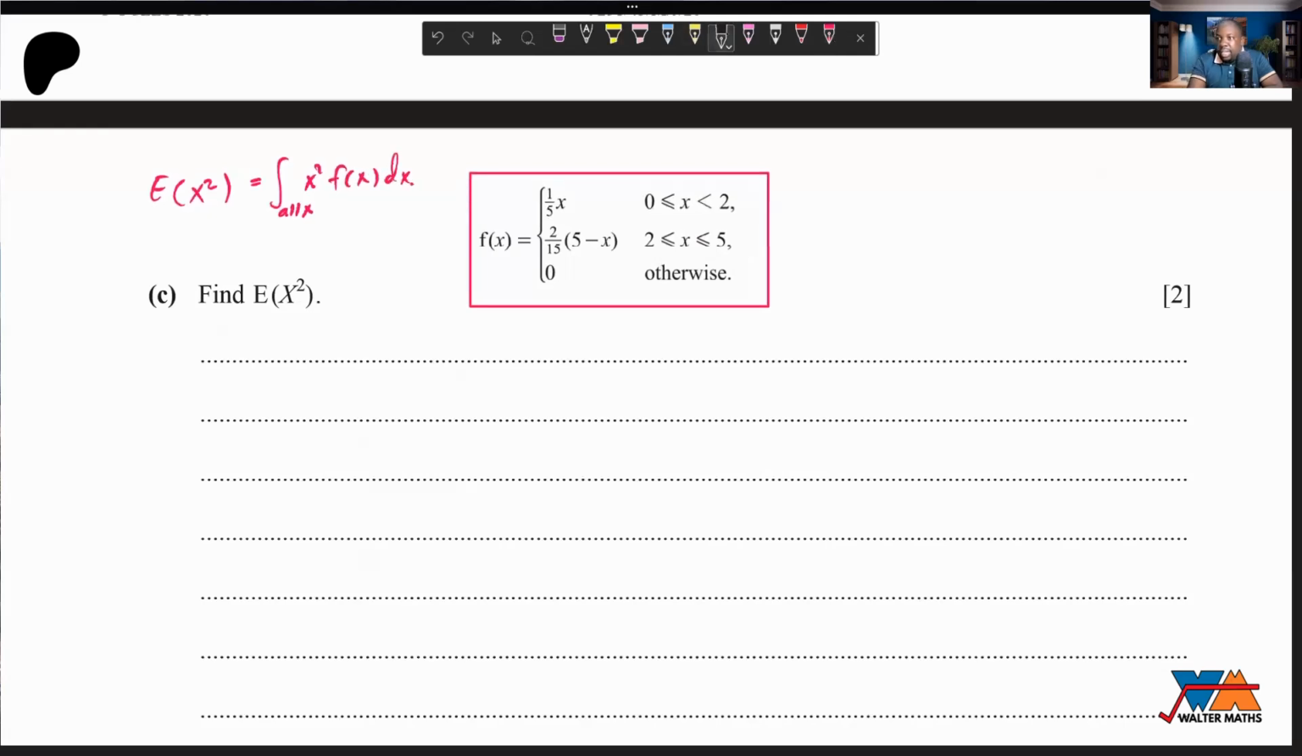So in this particular case, for E of x squared, we're going to say that it's equal to, starting with the first piece, a fifth of the integral from 0 up to 2 of x squared times x, which will be x cubed, with respect to x, plus 2/15 of the integral from 2 up to 5 of multiplying this by x squared. We get 5x squared minus x cubed with respect to x. All right, so that's what we'll be working with right here.